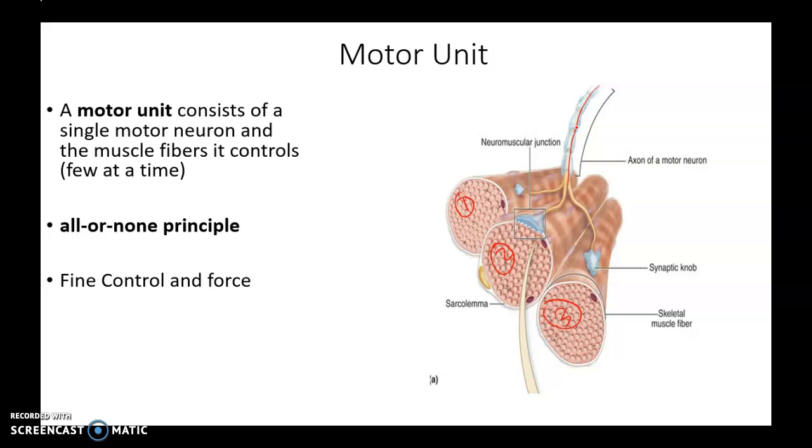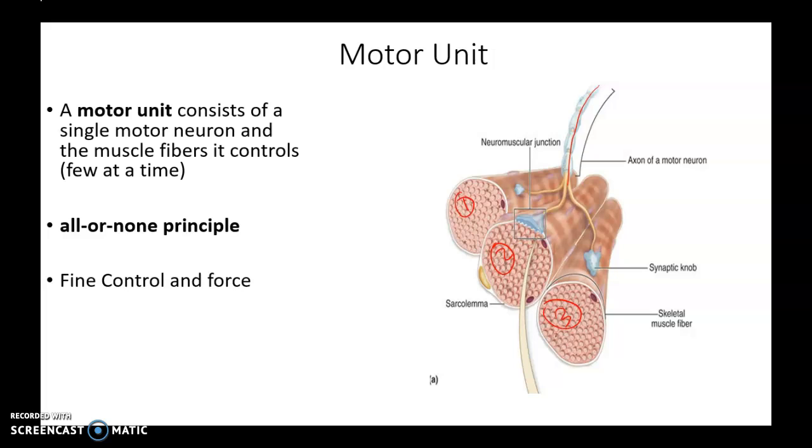I want you to understand that a motor unit can be small or big. If you look at a small motor unit, it'll be like 1 motor neuron controlling 5 muscle fibers. A bigger motor unit will be made up of, let's say, 1 motor neuron and 20 muscle fibers.